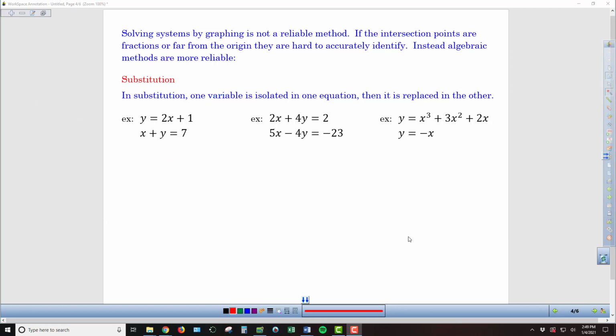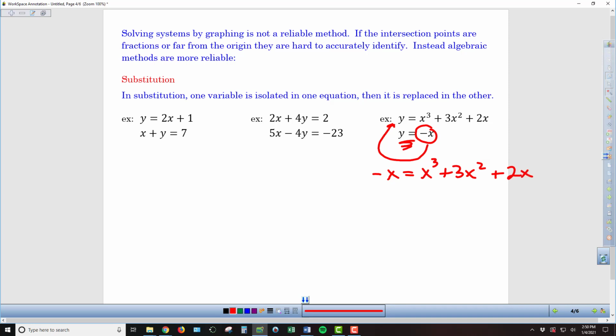Clearing some space for the last one here, we again have the good fortune of having one of our variables isolated. In fact, it's isolated both times. So y equals x cubed plus 3x squared plus 2x in the top equation, y equals -x in the bottom equation. So what I'm going to do is take that -x and replace y with it up in that top equation. So we now have -x equals x cubed plus 3x squared plus 2x.